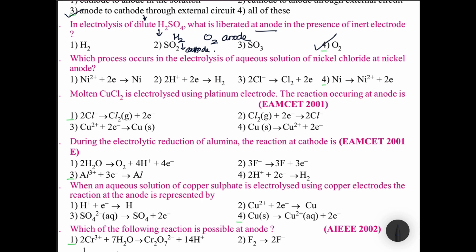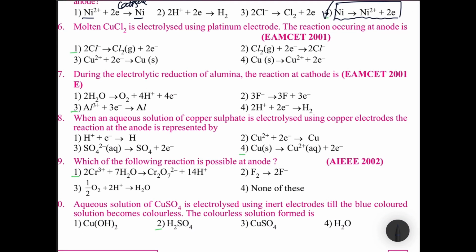Which process occurs in the electrolysis of aqueous solution of nickel chloride with nickel electrodes? Nickel is there, you see. Okay, that means this is an active electrode. When it is an active electrode, at cathode, nickel plus 2 will be converted into nickel. And the reaction is asking at anode. At anode, nickel will be converted to nickel plus 2. It is the case of active electrodes. So this is right.